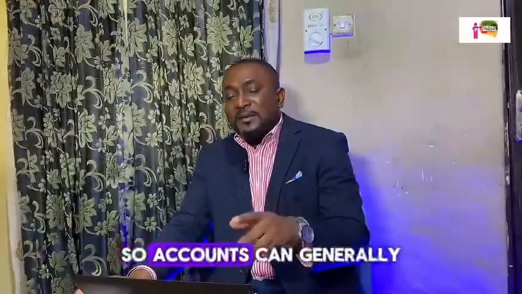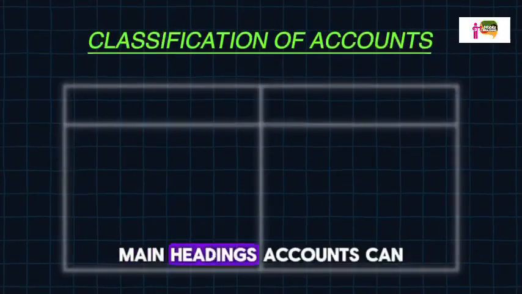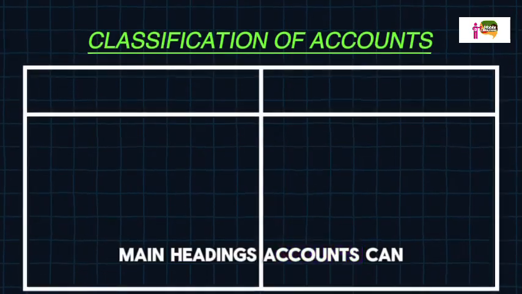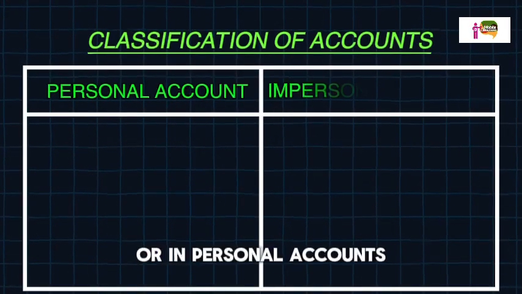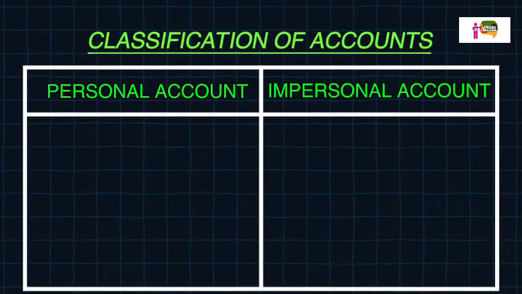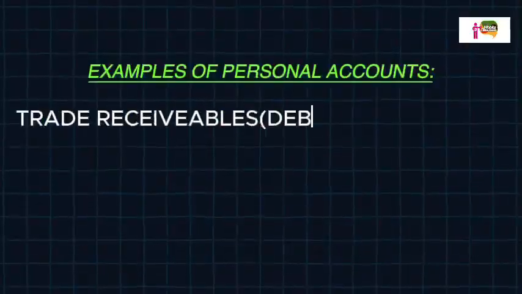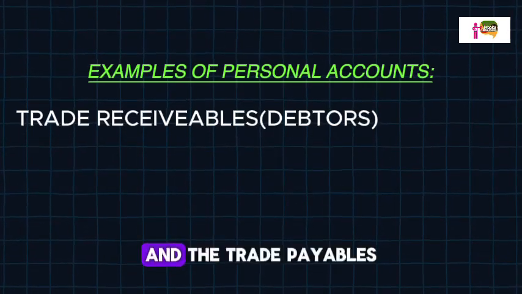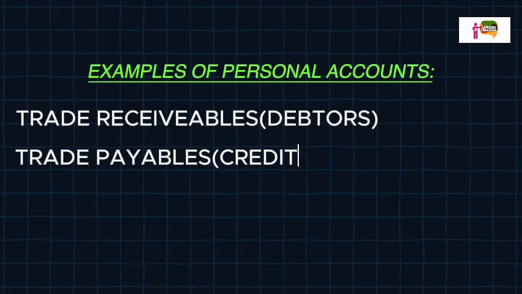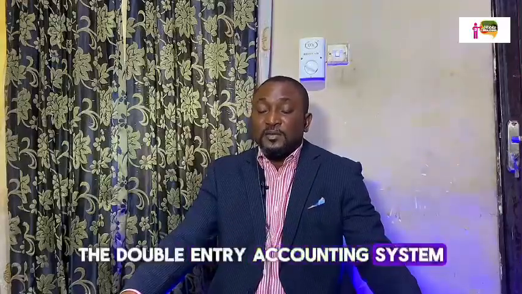Okay? So accounts can generally be classified under two main headings. Accounts can either be personal accounts or impersonal accounts. So what are the examples of those personal accounts? You have the trade receivables, which are formerly known as the debtors, and the trade payables, which are formerly known as creditors.